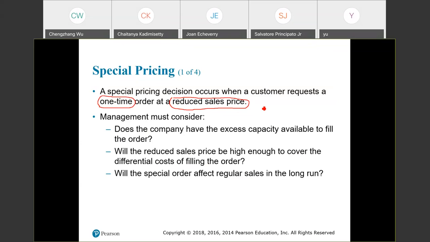Well, finally, the managers need to consider whether the special order will affect the regular price in the long run. Will regular customers find out about the special orders and demand the lower price? Well, sometimes if a customer places a special order for one time, it's probable that the customer will come back again and again, asking for the same reduced price. If so, your regular price will be affected in the long run.